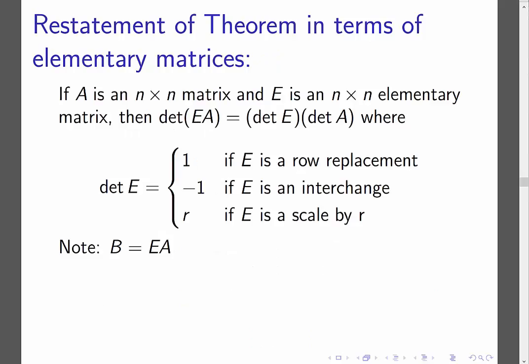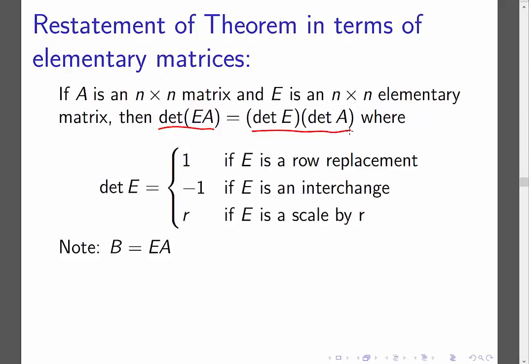So I can restate the theorem in terms of elementary matrices by saying that if A is an n by n matrix and E is any n by n elementary matrix, then the determinant of E times A is equal to the determinant of E times the determinant of A. You may recognize that in the last video when I was setting the stage for the things that we are going to do, one of the things that we will do is prove that the determinant of a product is equal to the product of the determinants.